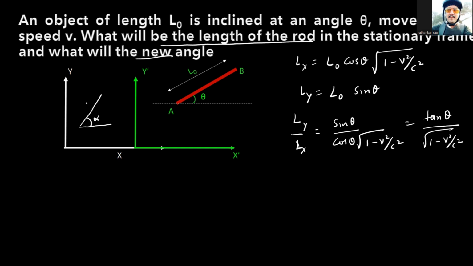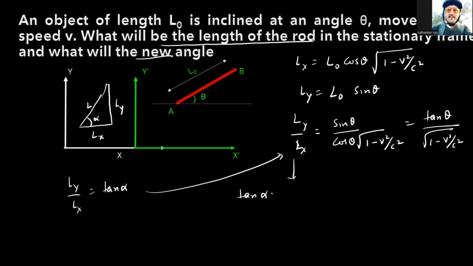Now you see, this is your new length L here, right? So this was your Lx and this was your Ly. Now if you look at this Ly by Lx, what is this? Ly by Lx, I'll write down here, is nothing but equal to tan alpha. Substitute it over here, and you get the answer as tan alpha is equal to tan theta divided by root of 1 minus v square by c square.